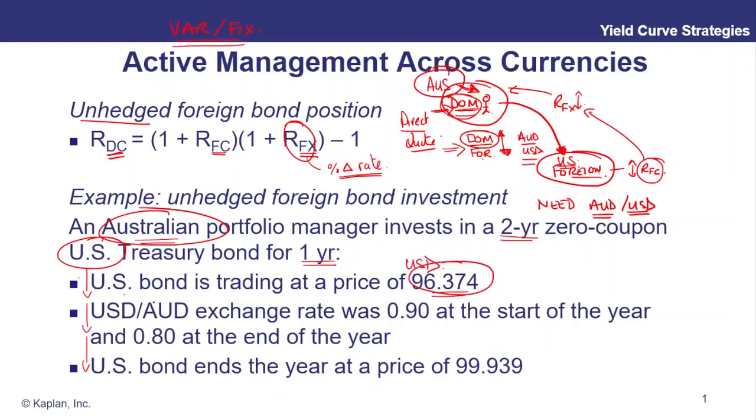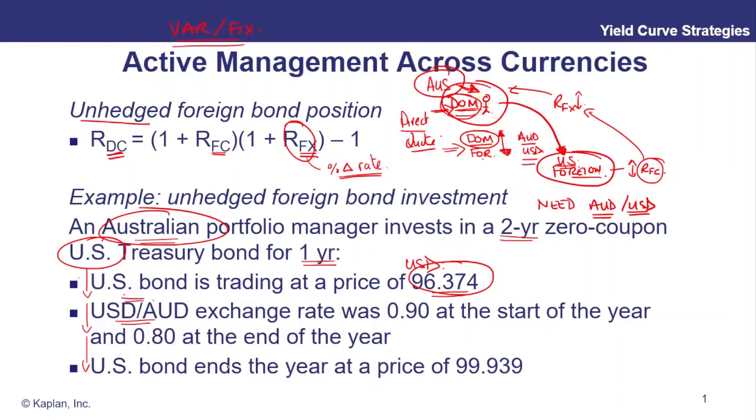Now we're told the US dollar per Aussie dollar exchange rate. We don't like that. We know we need Aussie per US. All right, so we don't like this. Boo. That's the wrong thing to be given.